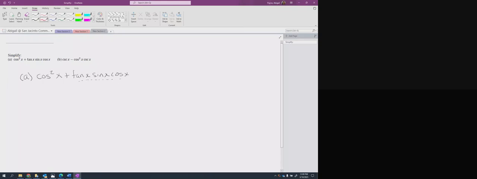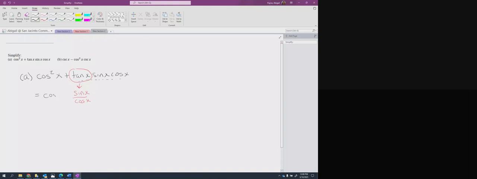So what I'd like to do first, and I mentioned this in a previous video, a lot of times when you're trying to simplify, a good approach is to write everything in terms of sine and cosine. That's not always the best route, but it often is. So knowing the ratio identity will make me think of taking this tangent x and writing it as sine x over cosine x.